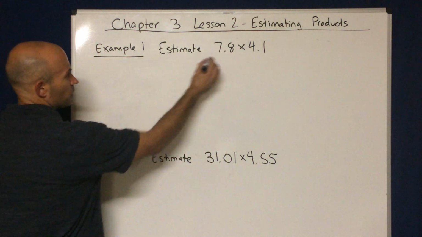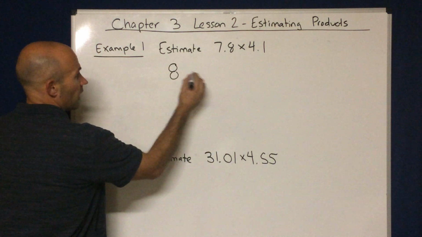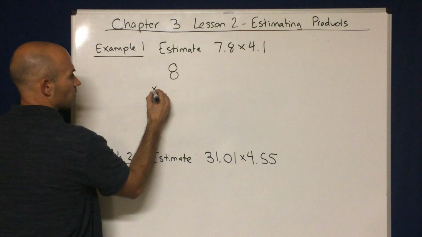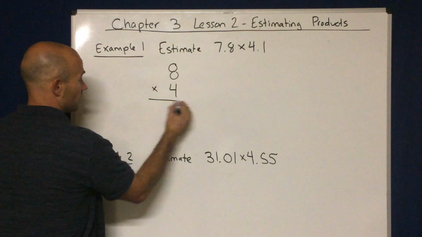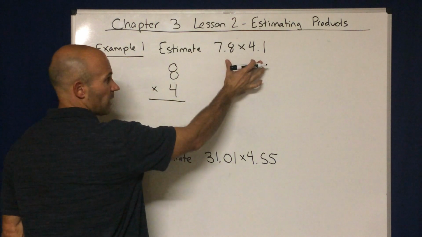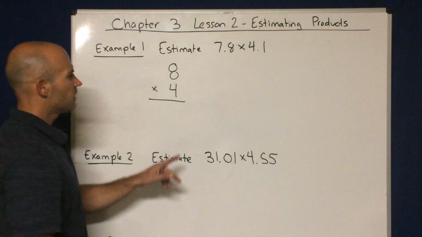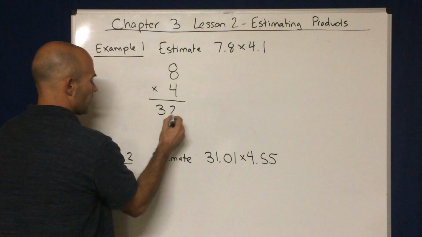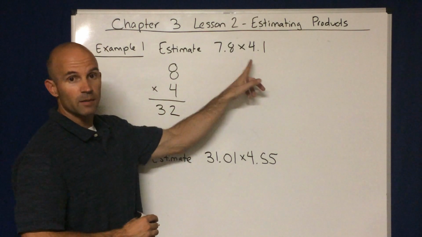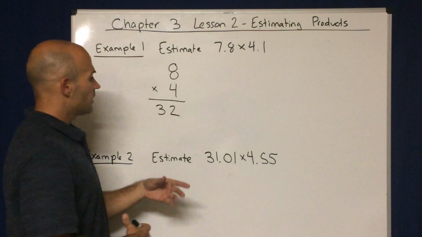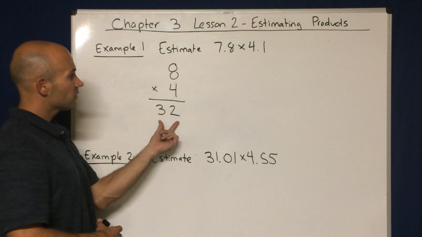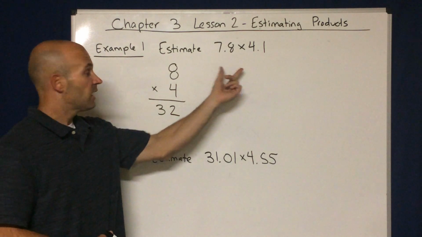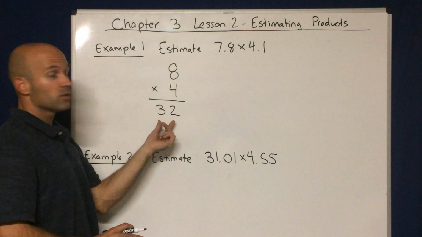So 7.8 is pretty close to 8, and 4.1 is pretty close to 4. I know this product is not equal to that product; there's going to be some difference, but it's much easier to multiply 8 times 4. That's just 32, as opposed to multiplying 7.8 times 4.1. The idea is that this should be a reasonable guess at the actual value, and we obtain it with very little work.